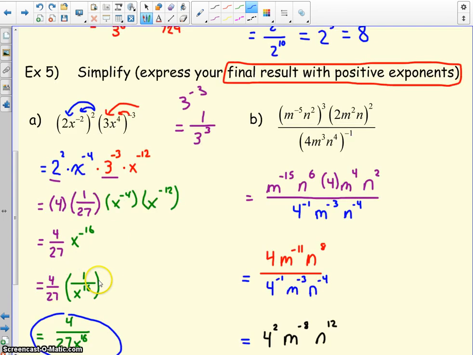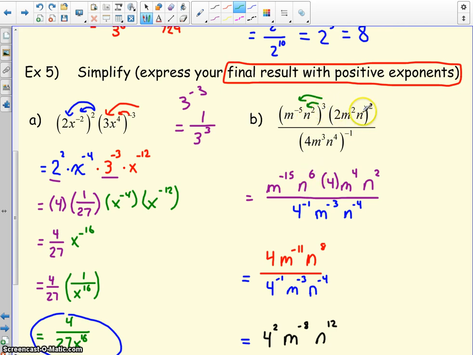Okay, for the second one over here, I did the same thing to start. I started distributing this exponent through each of these brackets. So for the first one here, I had m, negative 5 times 3 gives me negative 15. For n, 2 times 3 gives me 6.